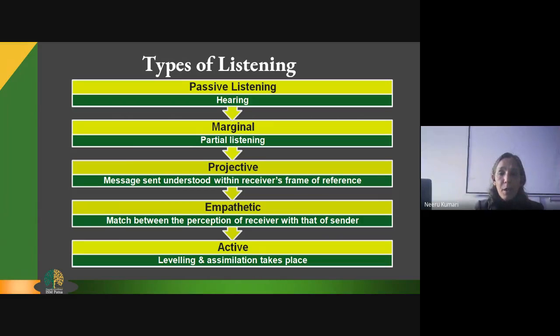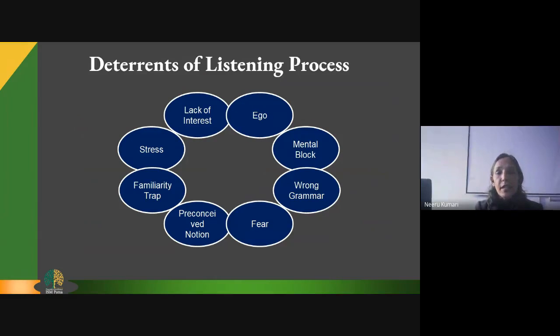Now, when we talk about active listening, this is again very important and it can be developed. How can we develop this active listening? You have to overcome the deterrents of listening. For that, you have to work on ego. You should shun ego. There is nothing like, I know everything, I know this in a better way when compared to others. Avoid that ego level. Try to work on mental block. Do not think on multiple things when you are listening to someone.